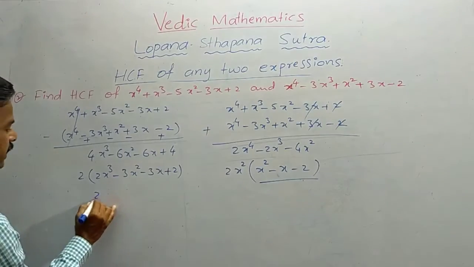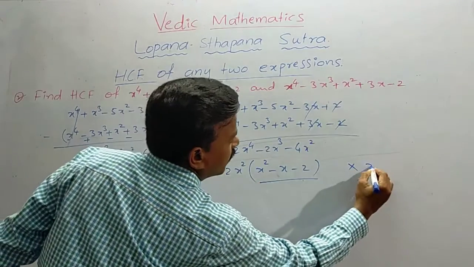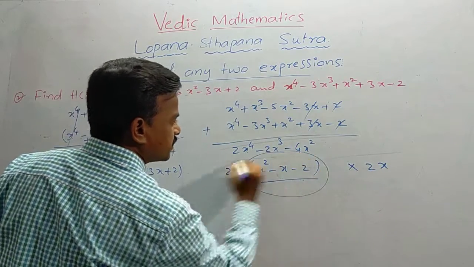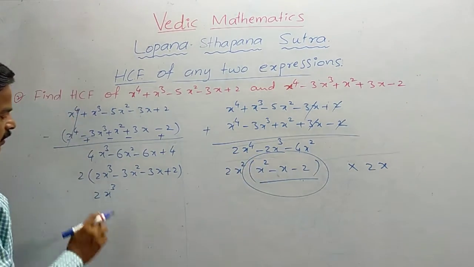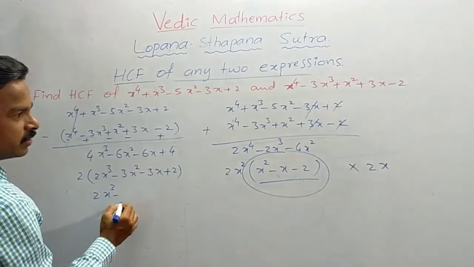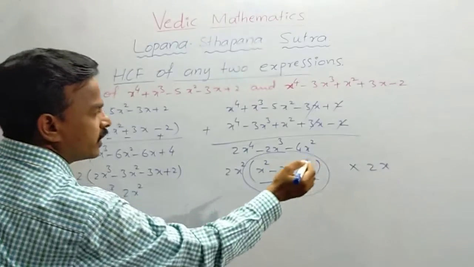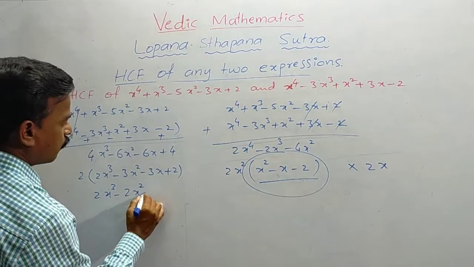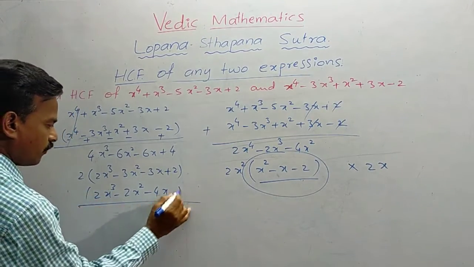So 2x to the power of 3. That means we are multiplying this expression with 2x. Okay, 2x into x square is 2x to the power of 3, minus 2x into x is 2x square, next 2x into minus 2 is minus 4x. Okay, now we are subtracting.